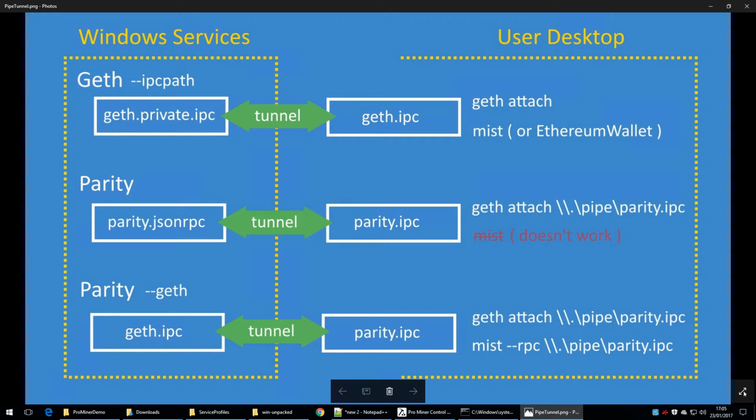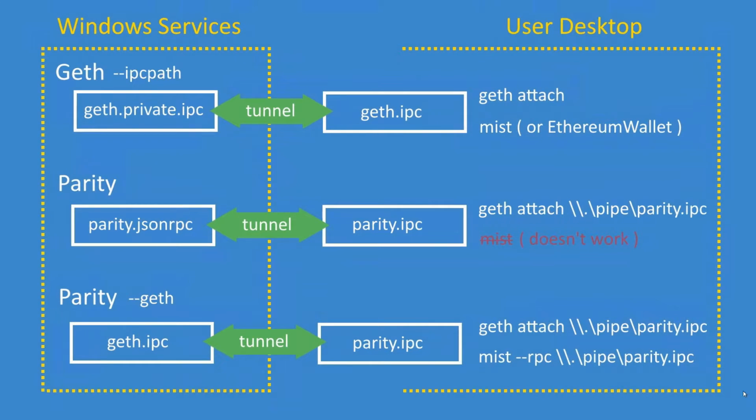So, if you've switched on IPC for your node, it has opened a Windows named pipe to respond to IPC requests. However, because the node is now running as a Windows service, the pipe endpoint isn't available from your desktop. There are three options for your node: run Geth, run Parity, or run Parity in Geth mode.